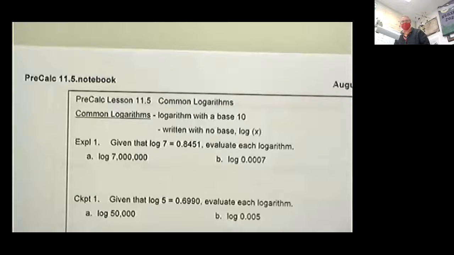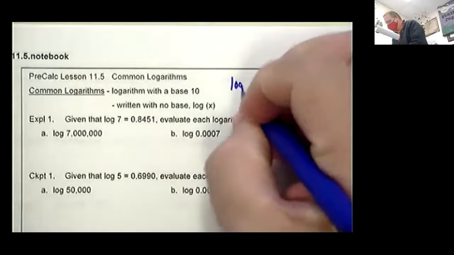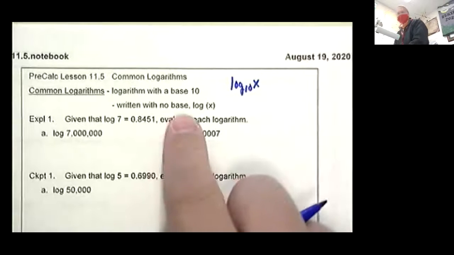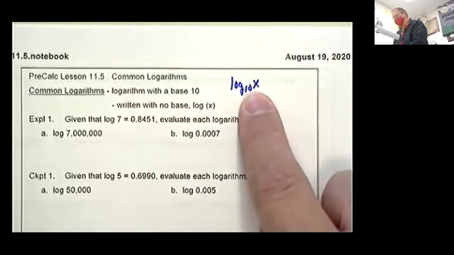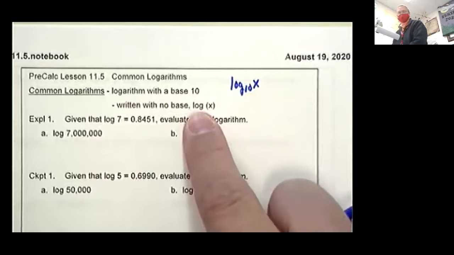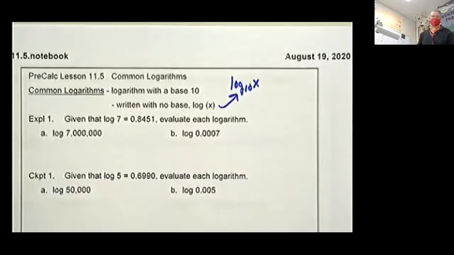So what are common logarithms? Common logarithms are logarithms with a base 10. Normally we would have written those as log base 10 of x. Because it's a common logarithm, we're going to skip the 10 and write it as log of x. But note, log of x always refers back to log base 10 of x.